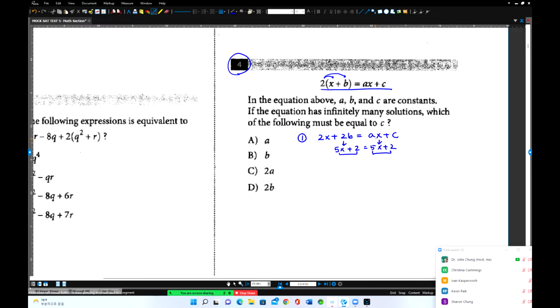So 2b equals the same expression, a should be equal to 2 over here, right? Coefficient of x is what? 2. This one also 2. A is 2. And which of the following equals c? C should be equal to what? 2b, right?